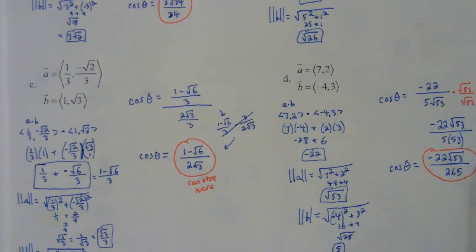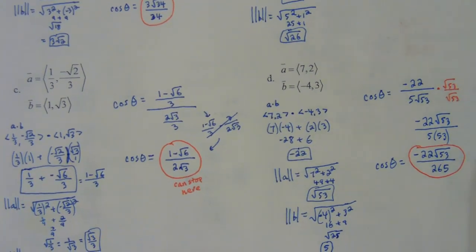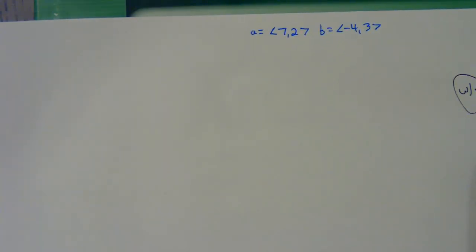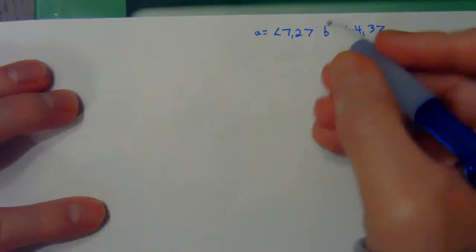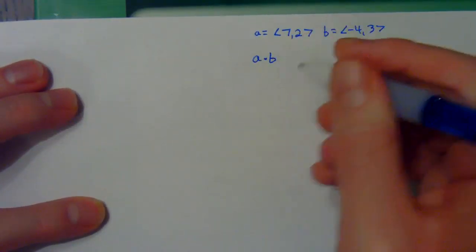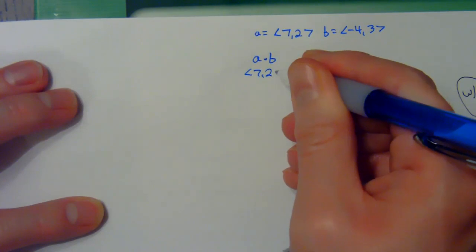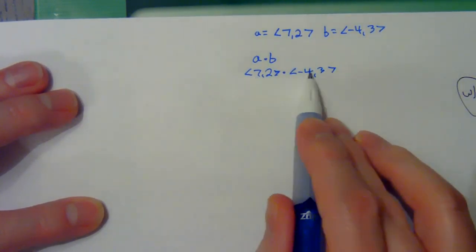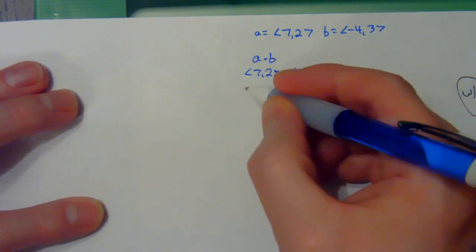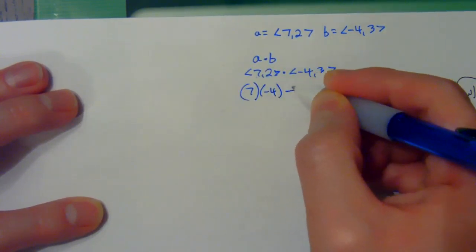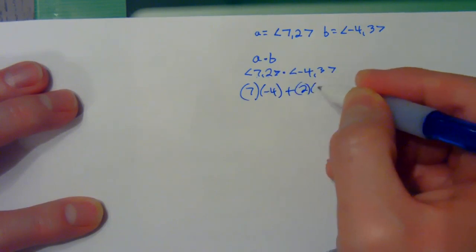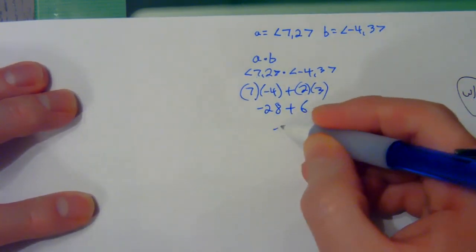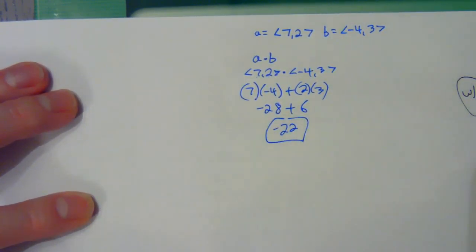Okay, we're given two vectors. I want to find the angle between the two vectors, or the cosine of theta between the two vectors. So those are my two vectors right there. The first thing we need to do is the dot product. So if I do the dot product, A dot B, that's going to be (7, 2) dot (-4, 3). So I'm going to go this times this plus that times that. So I'm going to go 7 times -4 plus 2 times 3. That's going to be -28 plus 6. That's going to give us a -22 for the dot product, right?